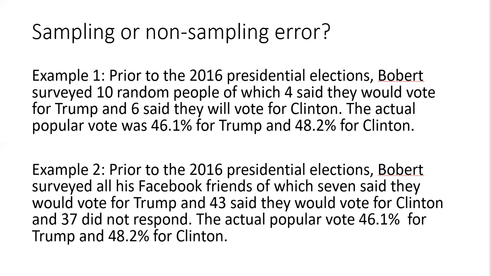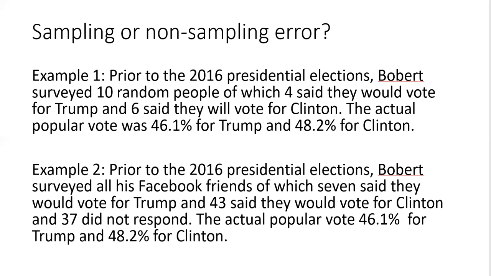Example 1. Prior to the 2016 presidential elections, Bobbert surveyed 10 random people, of which 4 said they would vote for Trump and 6 said they will vote for Clinton. The actual popular vote was 46.1% for Trump and 48.2% for Clinton. So was it sampling error or non-sampling error? What do you think? Pause here if you have to.